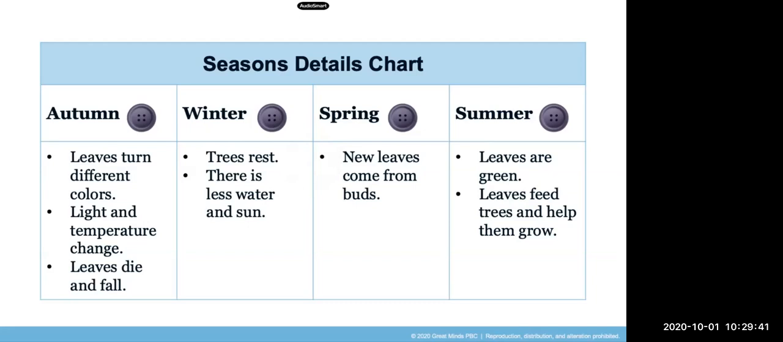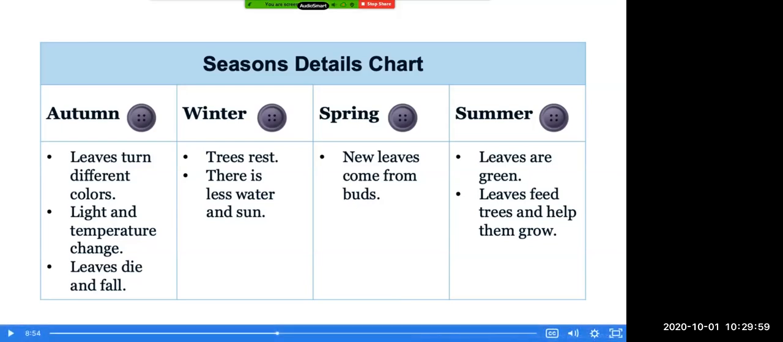So if you have a grown-up or a sibling near you, what I want you to do is look at this chart carefully, think about what the main idea is, and tell the person near you what the author is wanting you to learn from this text. So you can push pause, talk to your neighbor, and then when you're done, you can push play to keep going.